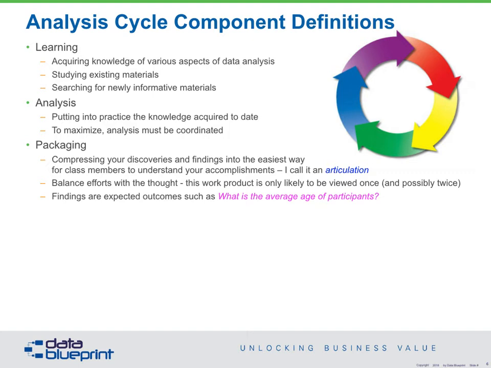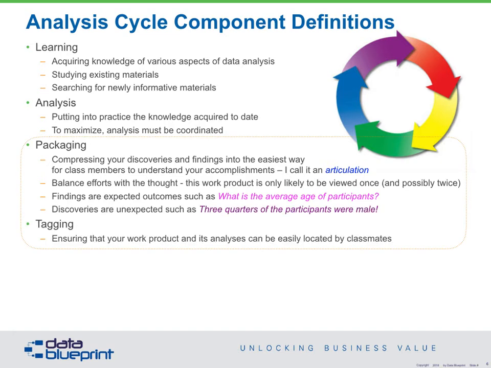Findings, in this case, are expected outcomes. If I'm working with participants and they have an age category, then I would expect to be able to find out the average age of those participants. That would be nothing spectacular. Unexpected discoveries, on the other hand, would be the fact that after we do the analysis, we discover that 3/4 of those participants are male, and we were expecting a pretty much balanced survey design. This, of course, is a discovery because it's unexpected in that category.